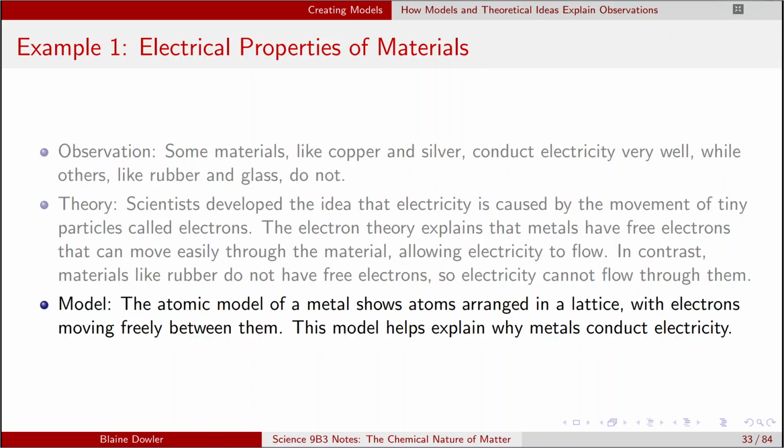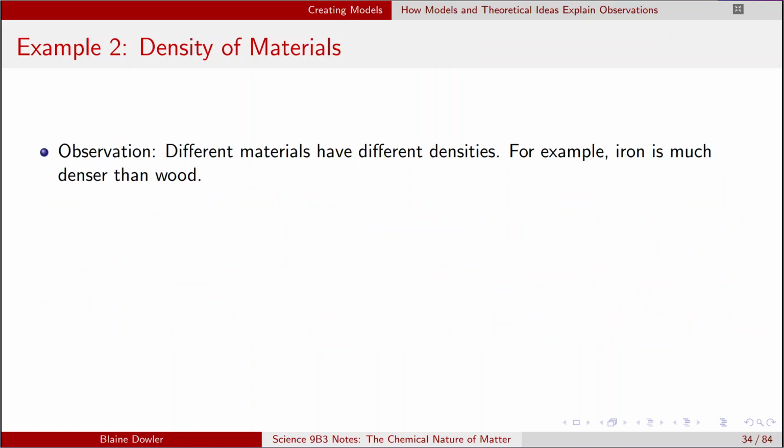The model. The atomic model of a metal shows atoms arranged in a lattice, with electrons moving freely between them. This model helps explain why metals conduct electricity. Example 2. Density of materials. Our observation. Different materials have different densities. For example, iron is much denser than wood.